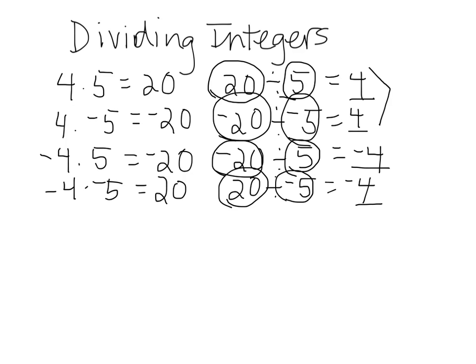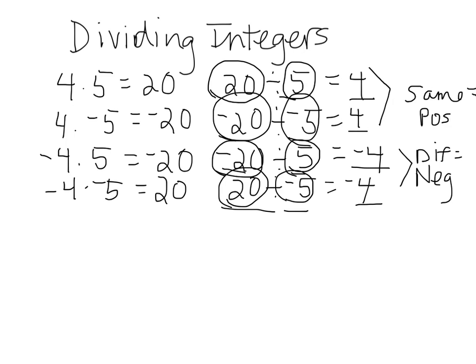So we can really deduce from that, we can only divide numbers two at a time. So when you have the same signs, like here, it equals a positive. And when you have different signs, it equals a negative.